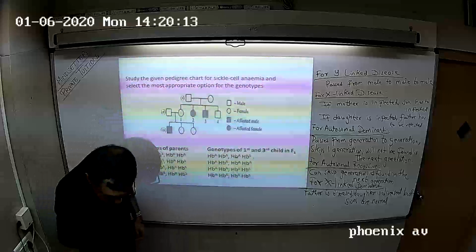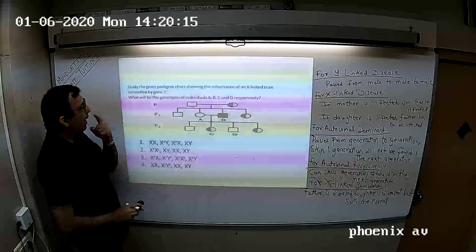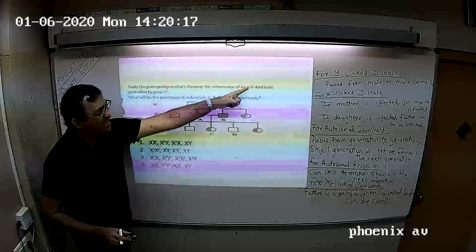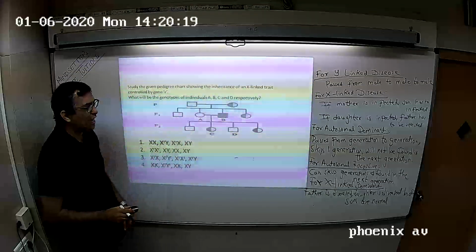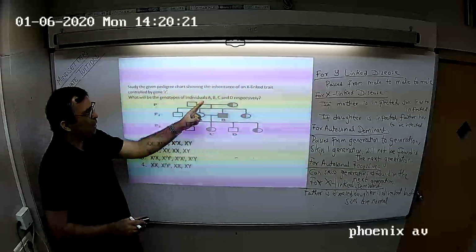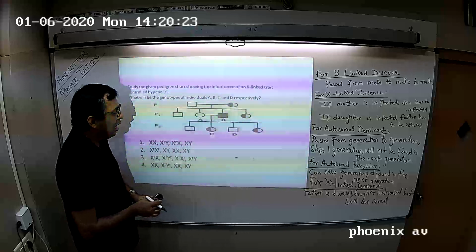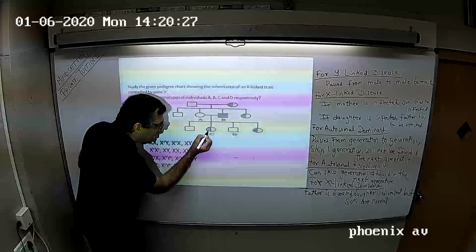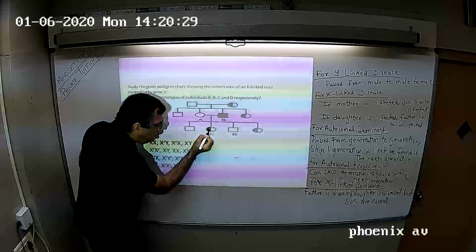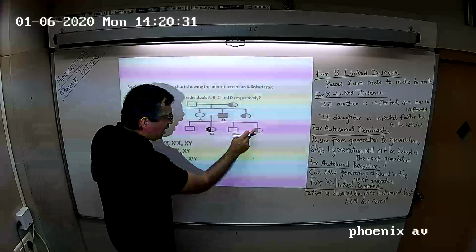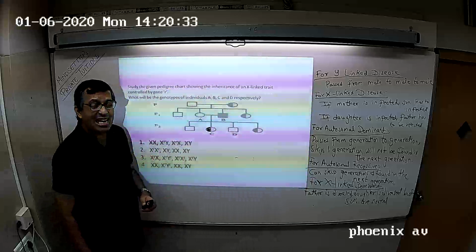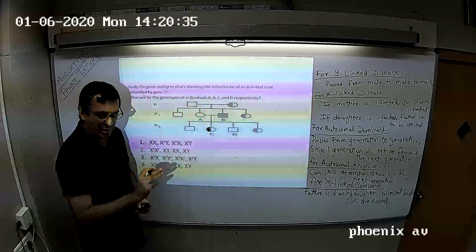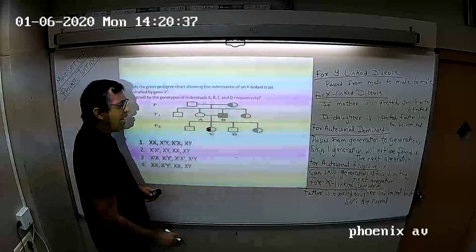Fine. And then we have pedigree chart showing X-linked trait controlled by gene R. What are the genotypes of ABCD? Sir, if the symbol is half colored and half normal in a pedigree, it means they are carriers. So this is another representation of pedigree chart.